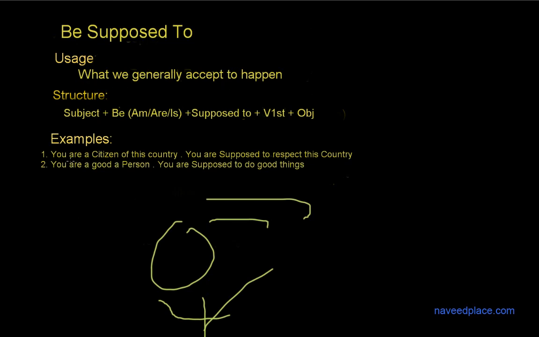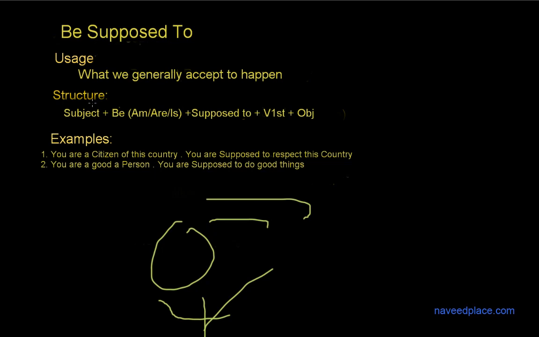Here we have the example: you are a citizen of this country, you are supposed to respect this country. So here we are expecting from him, because if he is a citizen of this country, he is supposed to respect this country. Getting me? Then another example: you are a good person, you are supposed to do good things. Definitely what we are showing here is expectation. So why do we use "be supposed to"? Definitely to show expectation. Getting me?